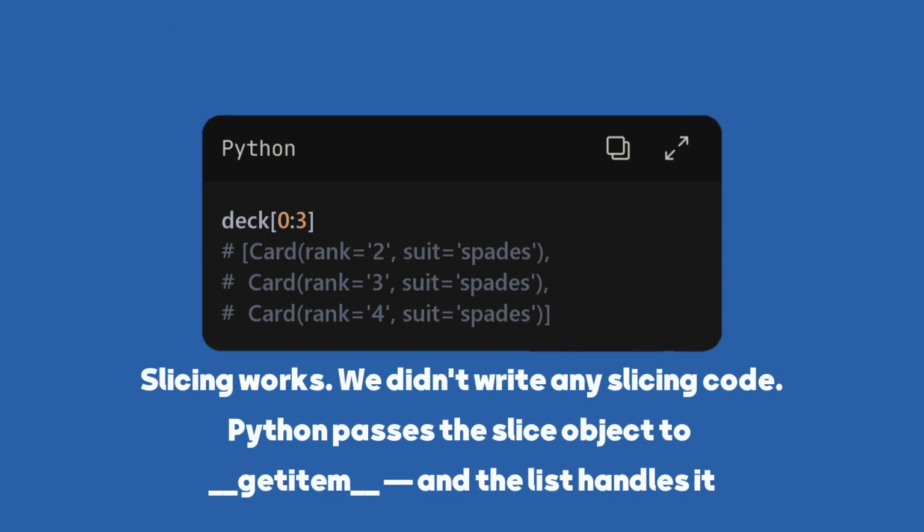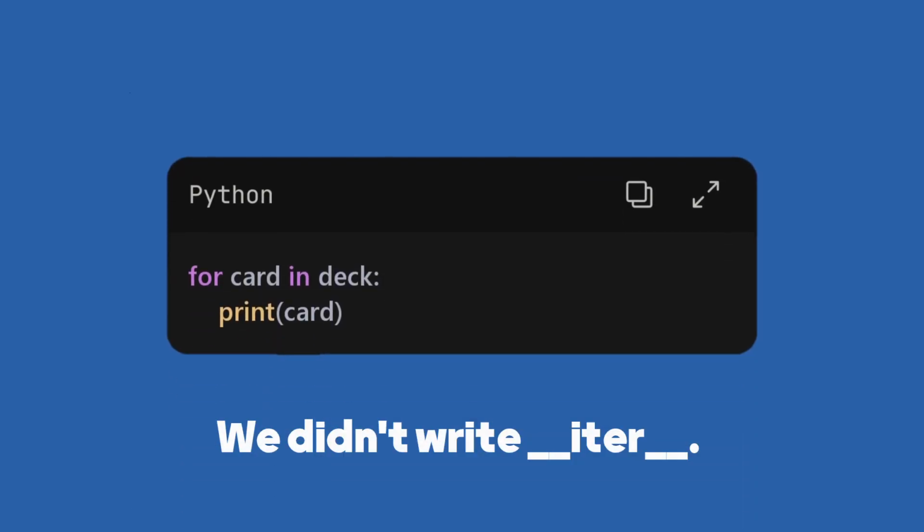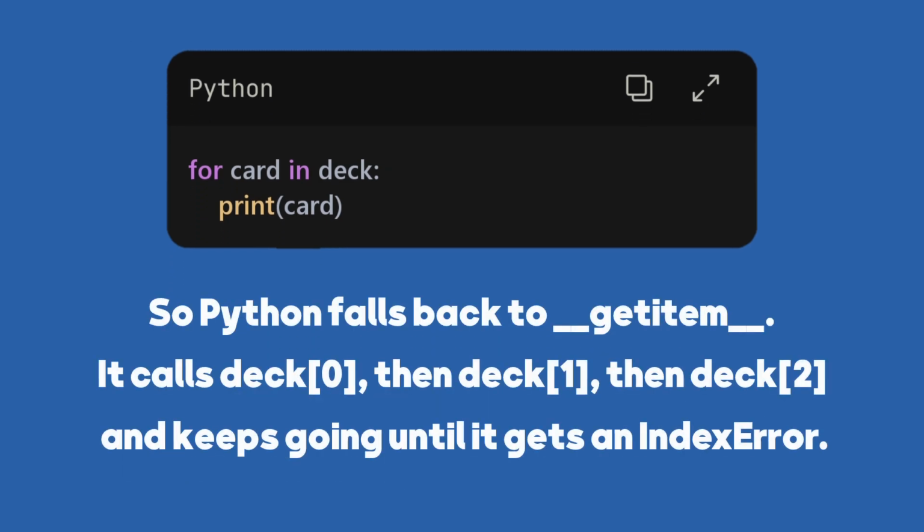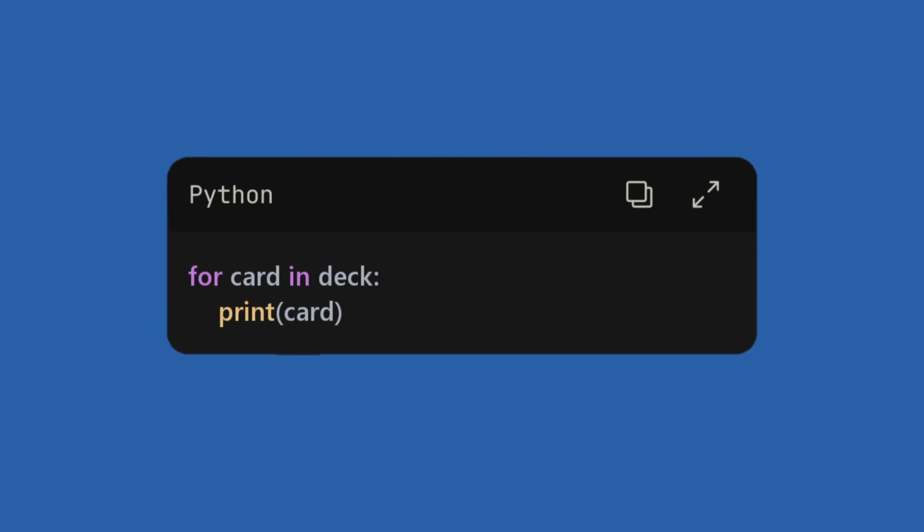We didn't write any slicing code. Python passes the slice object to __getitem__, and the list handles it. A for loop. We didn't write __iter__ either. So how does this work? When Python sees a for loop, it first looks for the __iter__ method. We don't have it, so Python falls back to the __getitem__ method. It calls deck[0], then deck[1], then deck[2], and keeps going until it gets an IndexError. Then it stops. That's the fallback, automatic and free.